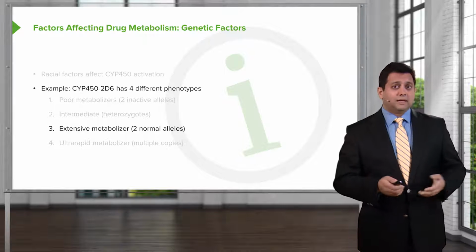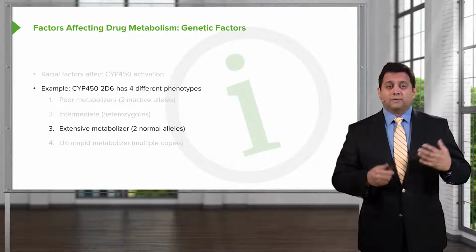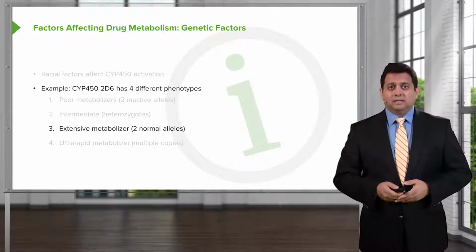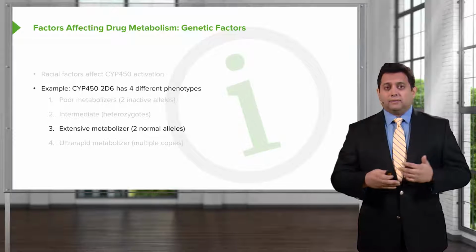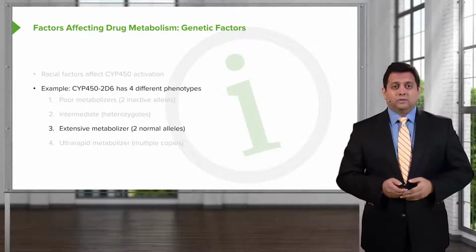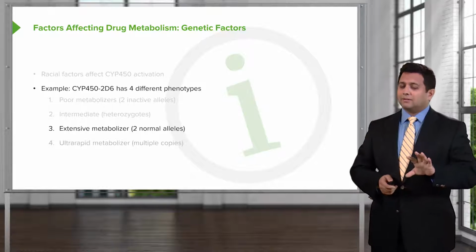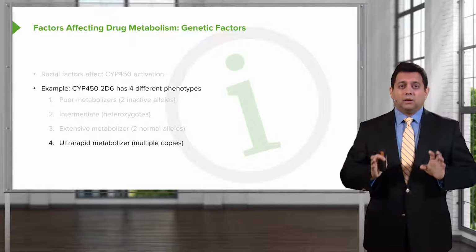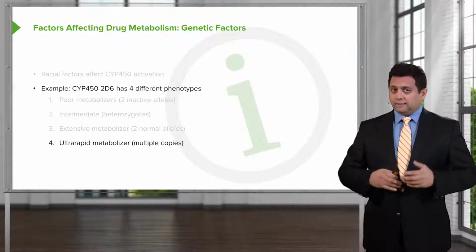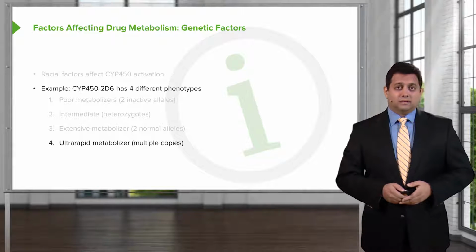You have extensive metabolizers. So they inherited from each parent an active allele. So these are very extensive metabolizers. They'll bring down the drug level and convert it to the daughter drug very quickly. There's a 4th category. These are the ultra-rapid metabolizers. Some patients will have multiple copies of their genes that will code for very active cytochrome systems.